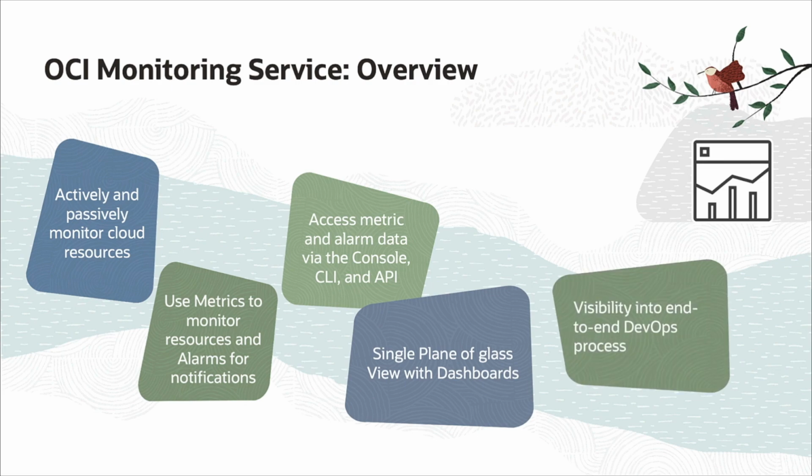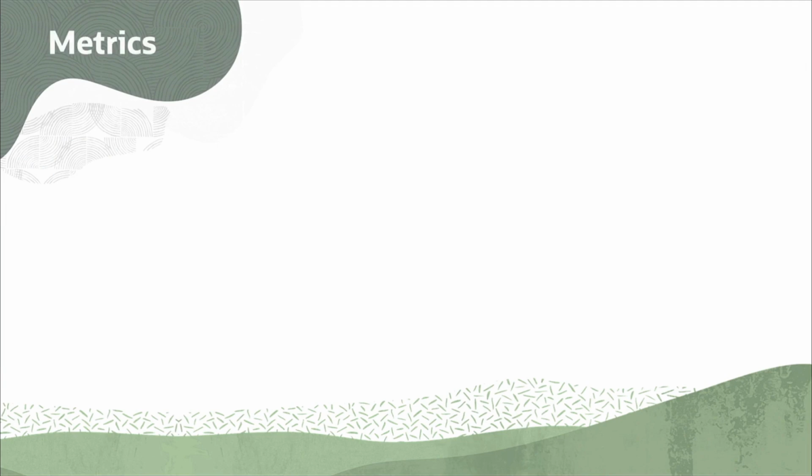DevOps is about continuous integration and continuous delivery of your application. The monitoring service gives you the ability to monitor the end-to-end processes involved in a DevOps cycle. Let's now look into the concept of metrics.